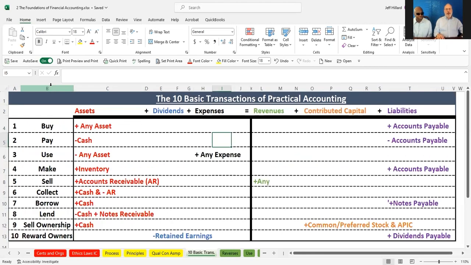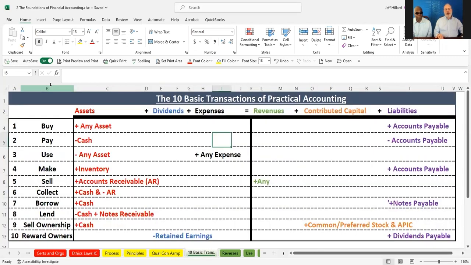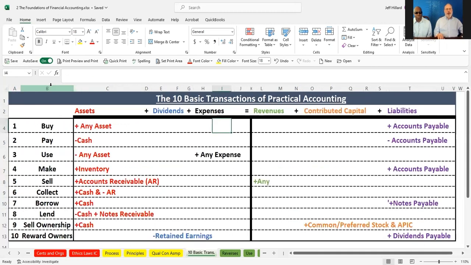So reverse is when we reverse the function, like if we buy inventory and we have to send it back. Right. That would be a reverse. It's just backwards. So we just switch the sign. That's right. And there is a situation which we'll cover near the end of the course where you buy back your stock, and it's the opposite of selling ownership. So your cash goes down because you're buying it back, and you put it into an account which is a negative contributed capital called treasury stock. This is really more of a reference thing, but here we go.